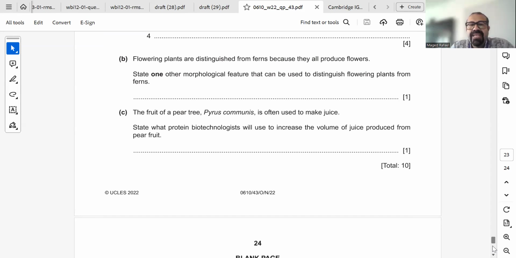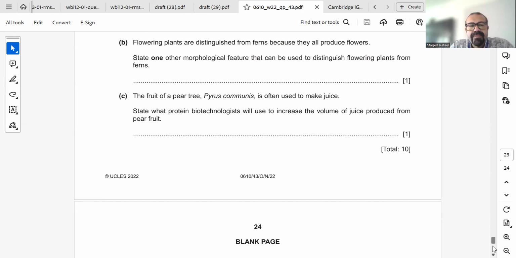Okay. Question C, Malak Emad. Remember, the name of the protein. It was pectinase. Pectinase, the enzyme. Pectin is the chemical substance we need to break down, so pectinase is the enzyme we are using.